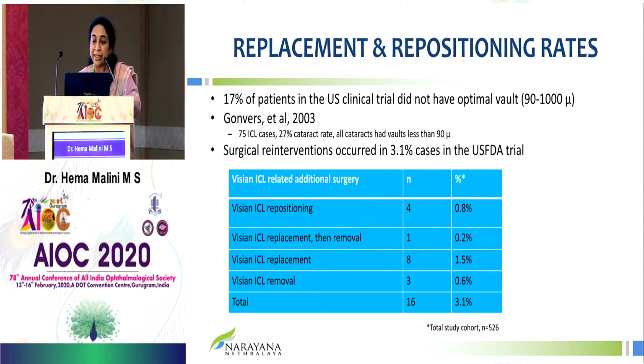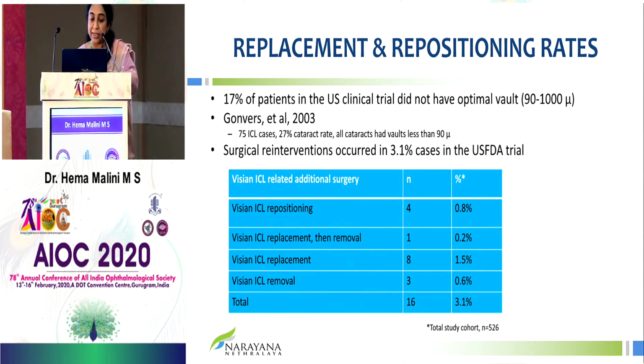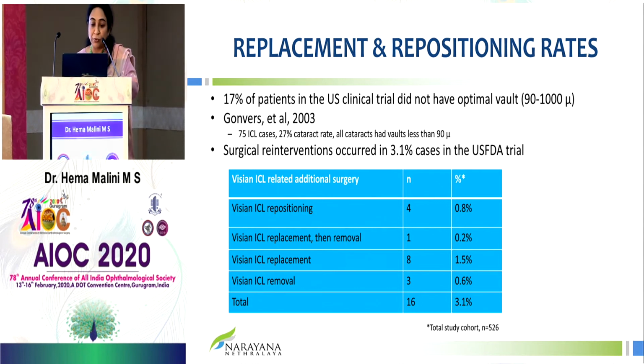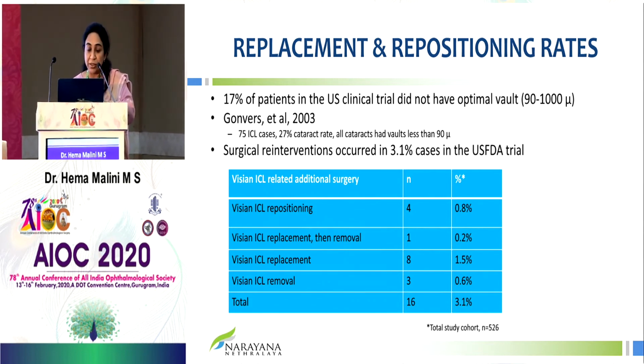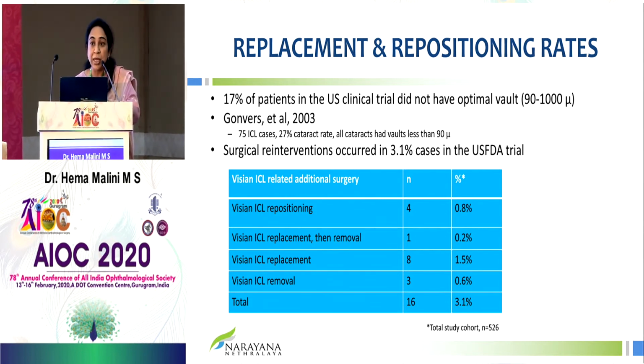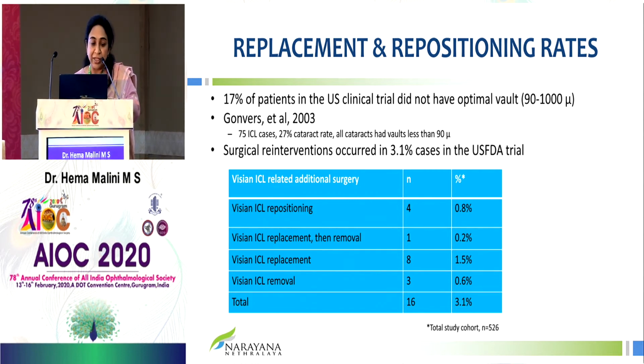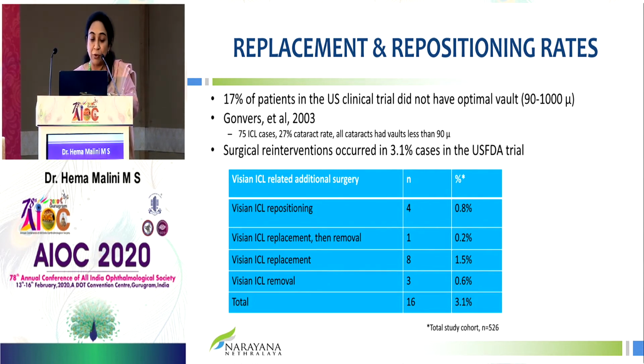So when you look at the landmark studies, the most notable was the US FDA trial, wherein they studied almost 526 patients. When you look at the rate of surgical interventions in those 526 patients, it was about 3.1%, where the surgical interventions were either in the form of ICL repositioning, or in the form of replacement, removal, etc.